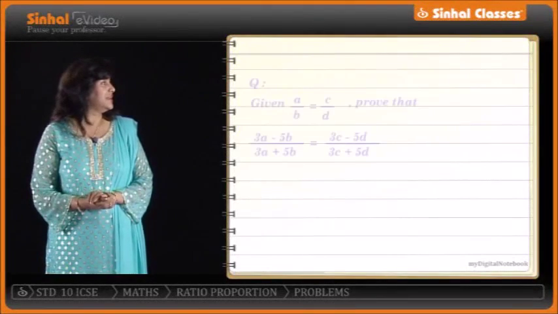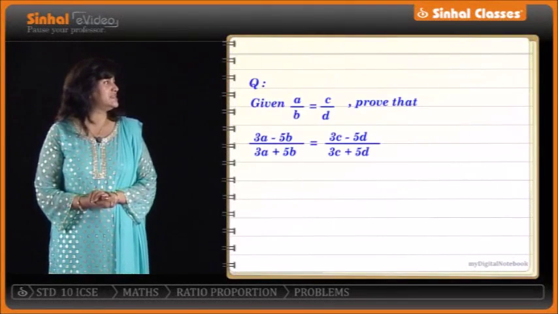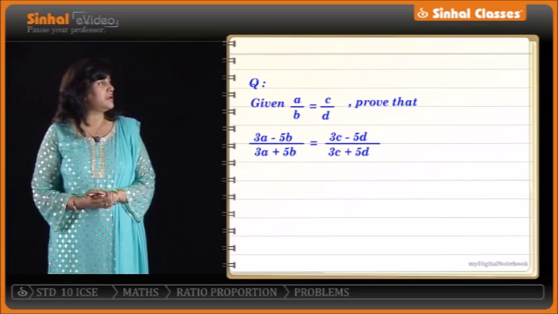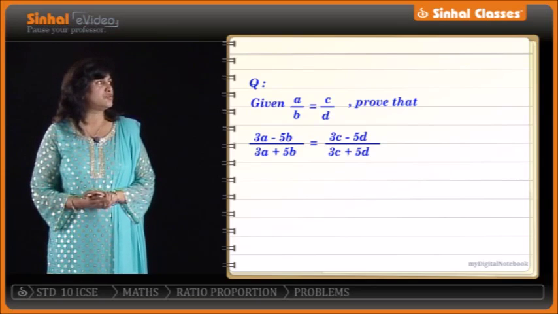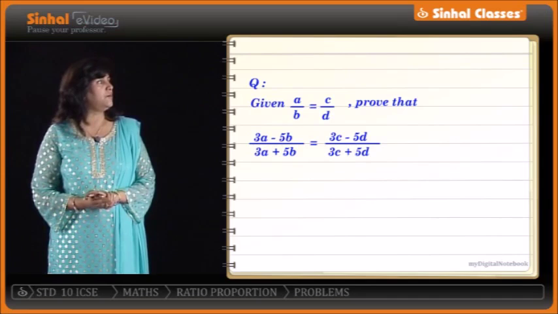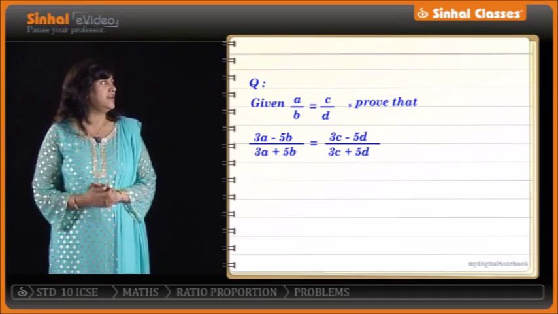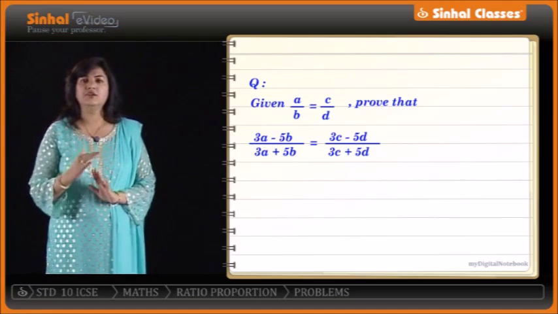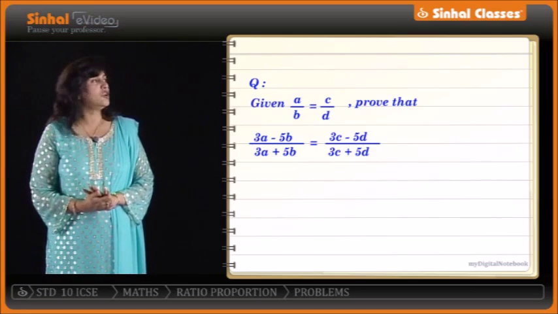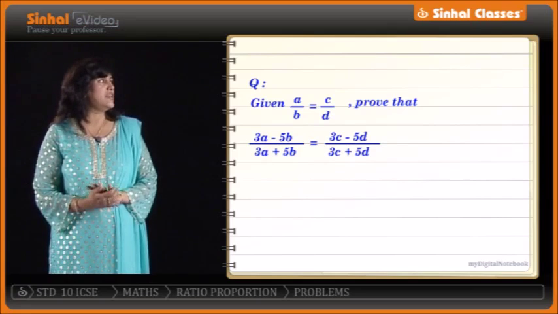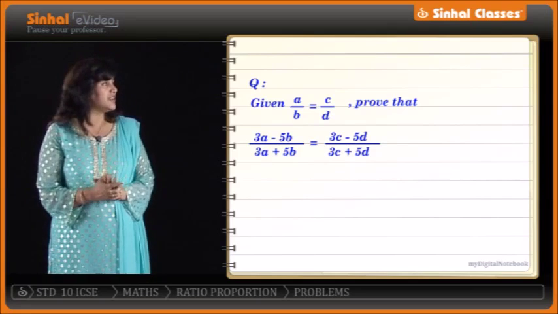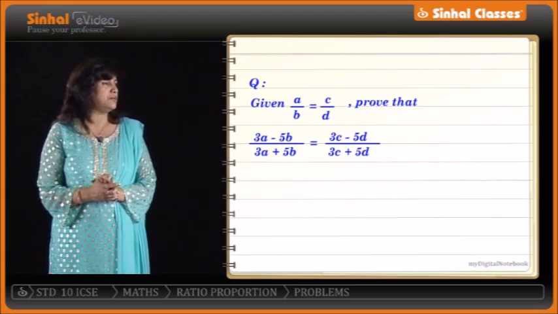Next problem. Given a by b is equal to c by d, prove that 3a minus 5b upon 3a plus 5b is equal to 3c minus 5d upon 3c plus 5d. Now here we observe the coefficient of a in the numerator and denominator is 3, coefficient of b is 5, c is again 3 and d is 5.